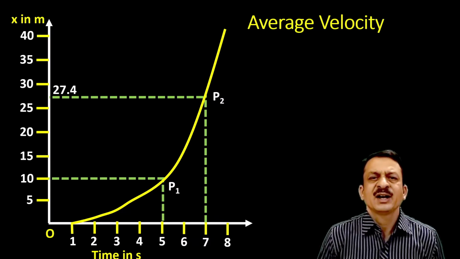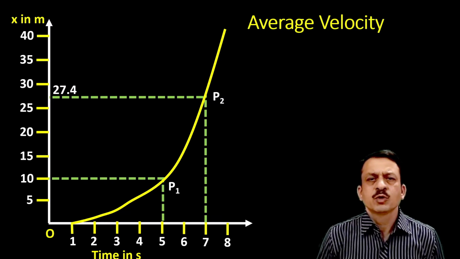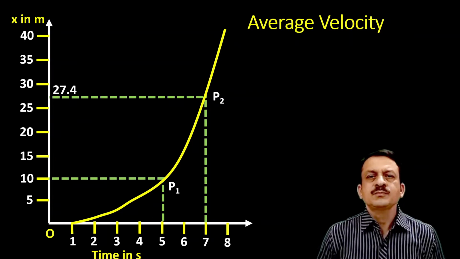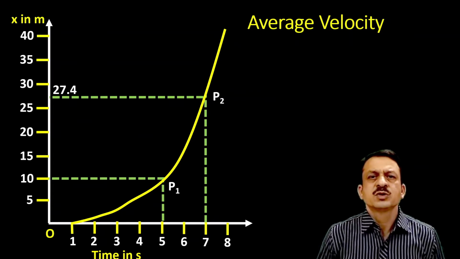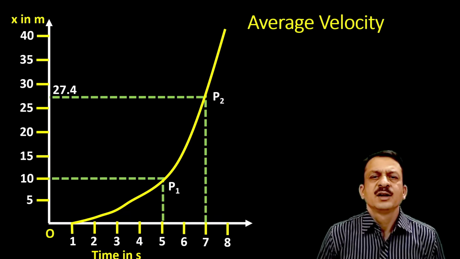27.4 meter. So 27.4 meter, we take. Now this represents, at the final time t2 equal to 7 seconds, the final position x2 is 27.4. Now we have got t1 5 seconds, x1 10 meter, t2 7 seconds, x2 27.4 meter. After getting these values, now we can find the average velocity.